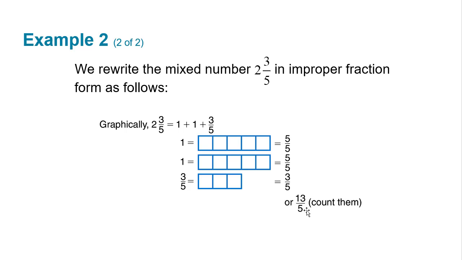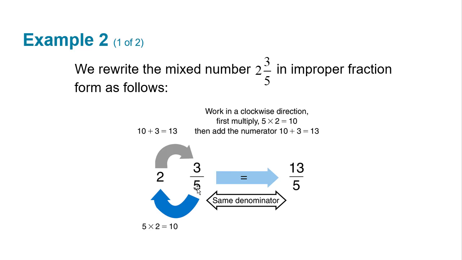And how big were those pieces? They were 1/5, right? I just always remembered it as a circle: bottom times the whole plus the top. Nice, simple process to get back to a mixed number.